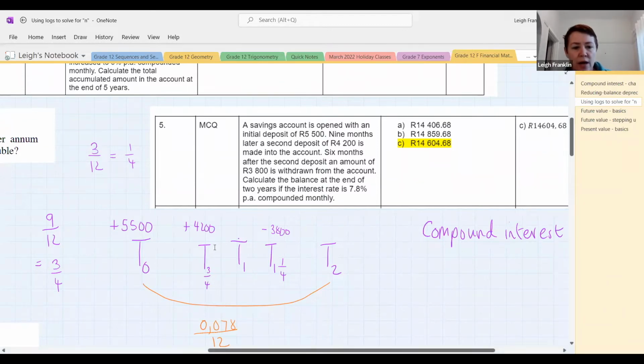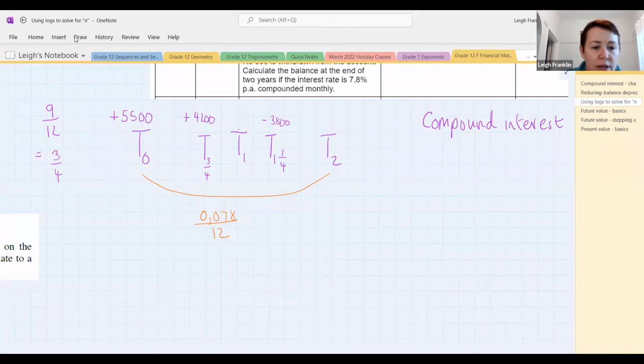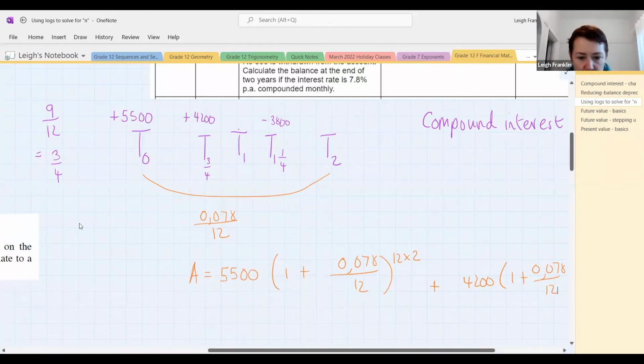Okay, now that we've written down our timeline, let's write down how we're going to calculate this. A equals 5,500 Rand goes into the account at the beginning. It earns interest at an interest rate of 0,078 over 12. And now remember here, we have to multiply this by 12. That money is going to be in the account for 2 years, so it's 12 times 2. Plus 4,200 Rand goes in, earns interest at the same interest rate, so 0,078 over 12. Let me just move my page over a bit here.